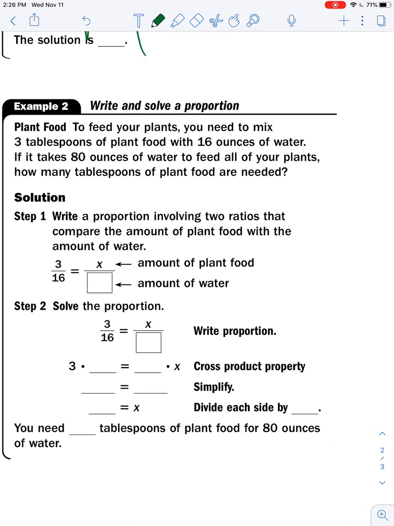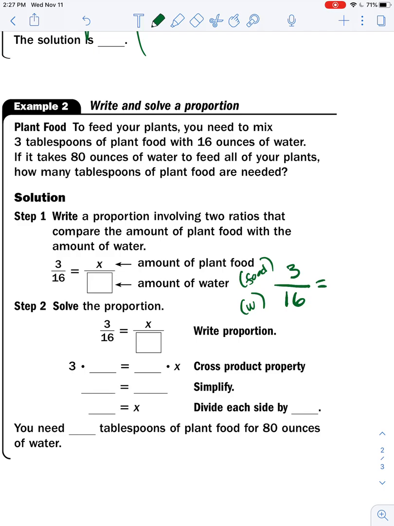So how's this going to look if you have to solve an actual problem? So let's take a look. To feed your plants, you need to mix 3 tablespoons of plant food with 16 ounces of water. So what I do is as I read, I kind of put that together. So it takes 3 ounces of food per 16 ounces of water. That's a comparison. That's a ratio. So over here, I'm thinking this is going to be food. This is going to be water.